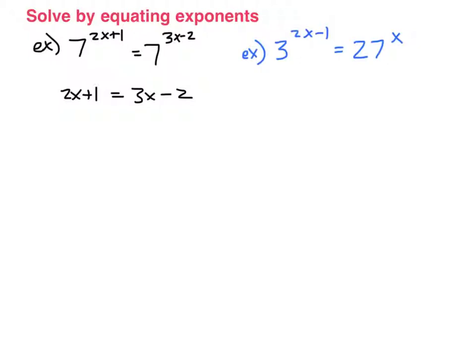So I can add 2 to both sides and subtract 2x. I'll add 2 first. 2x plus 3 equals 3x. Subtract 2x, 3 equals x.